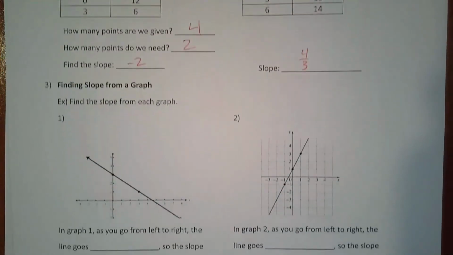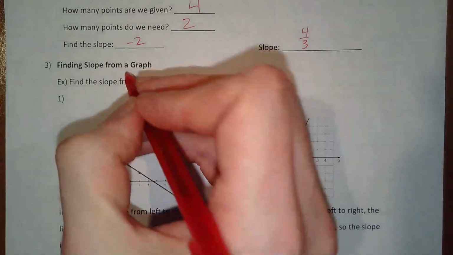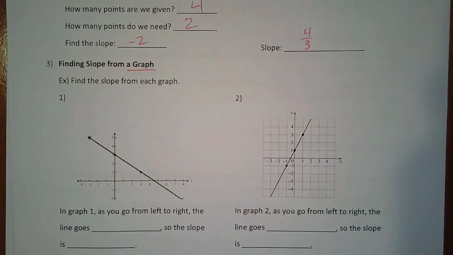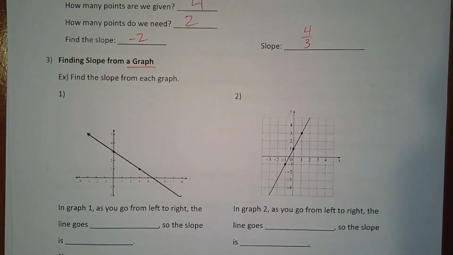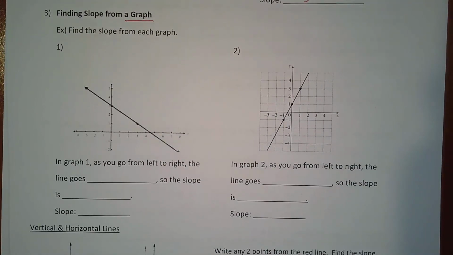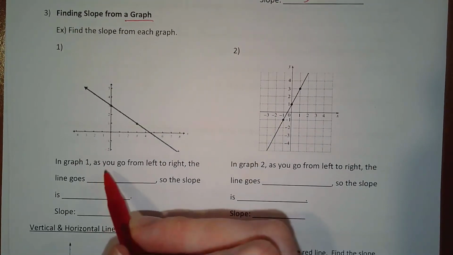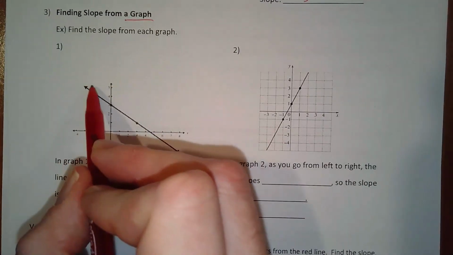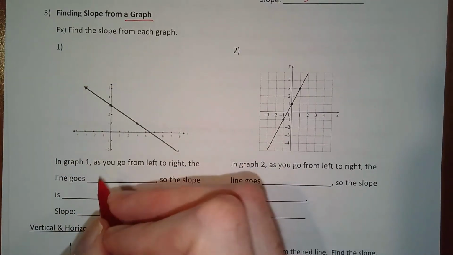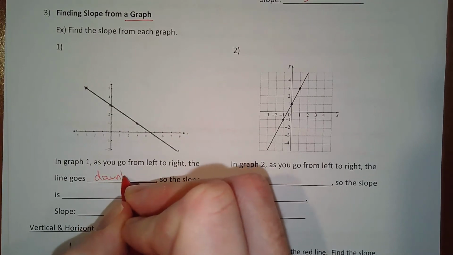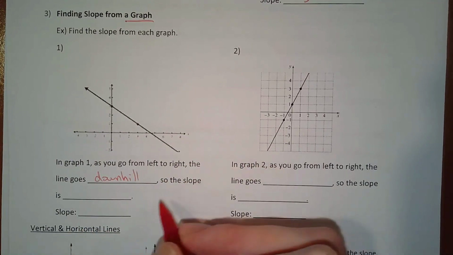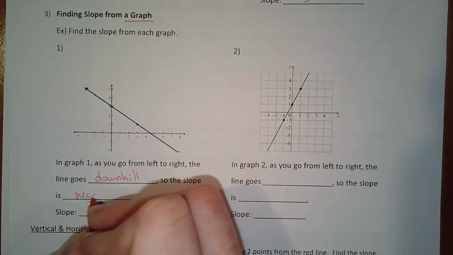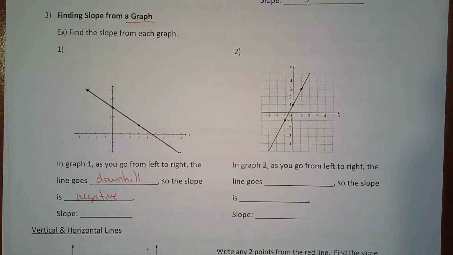Okay. Now, what if I'm looking at a graph? Okay, so kind of the same idea. They're giving you the information. They're just presented in a slightly different way. So in graph 1, as you go from left to right, the line goes downhill. So the slope has to be negative. Okay, so that tells me when I'm done, I better have a negative slope.